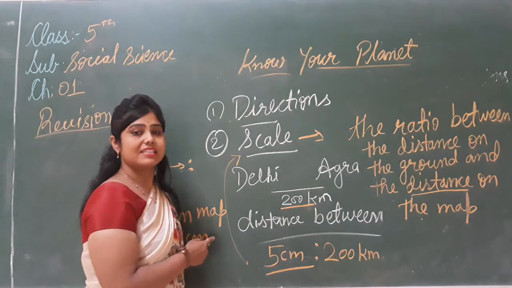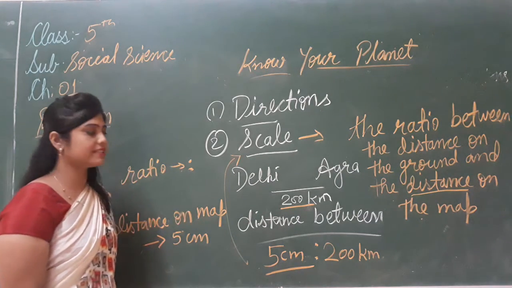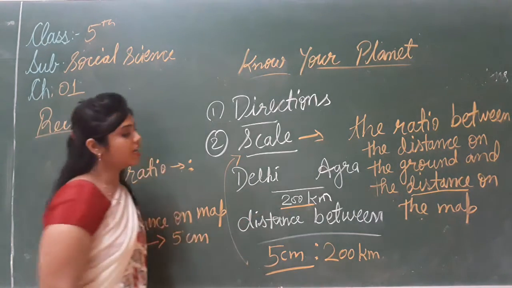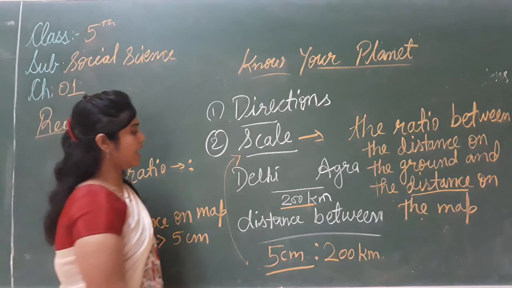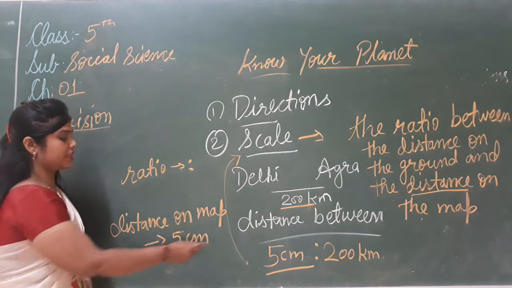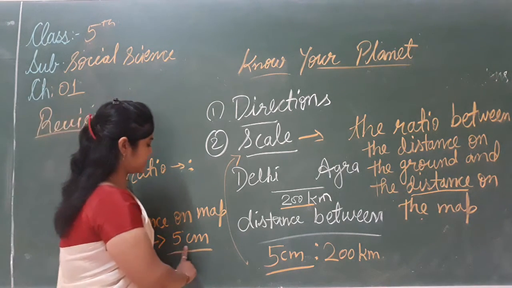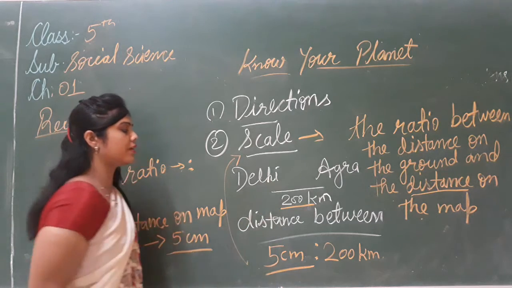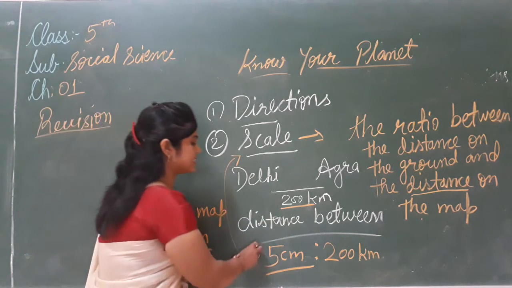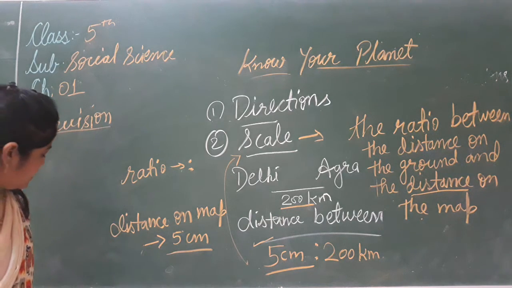scale. So what is the distance between Delhi and Agra? The distance is 200 kilometers. And which scale do we take? The distance on the map we take is 5 centimeters. Okay, we take 5 centimeters to represent 200 kilometers. So that is the scale.